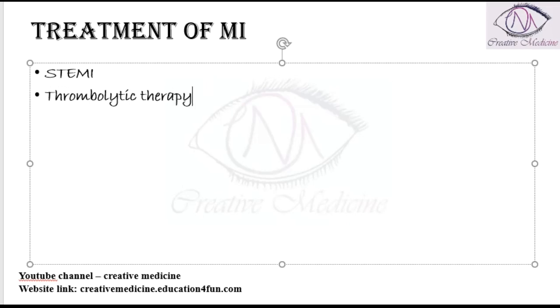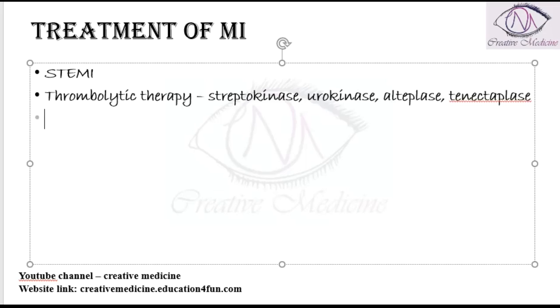thrombolytic therapy. Thrombolytic therapy is given with the help of drugs like streptokinase or urokinase, or we can use alteplase, or tenecteplase. One of the drugs is selected based on the patient profile and side effect profile, and it is used in ST segment elevated MI for thrombolytic therapy. This should be started at least within 3 hours.